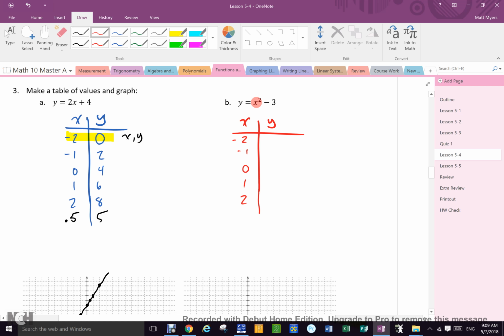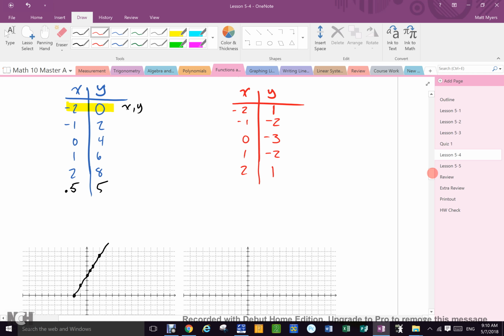What is -2 squared? 4. What is 4 minus 3? 1. What is -1 squared? +1. What's +1 take away 3? -2. What is 0 squared? 0. What is 0 take away 3? -3. What is 1 squared? 1. Take away what? 3. So it's -2. Wait a minute. What's 2 squared? 4. Take away 3? 1.